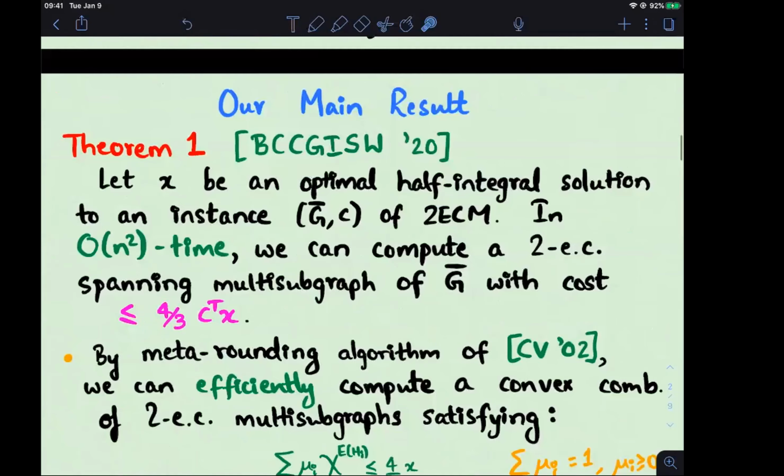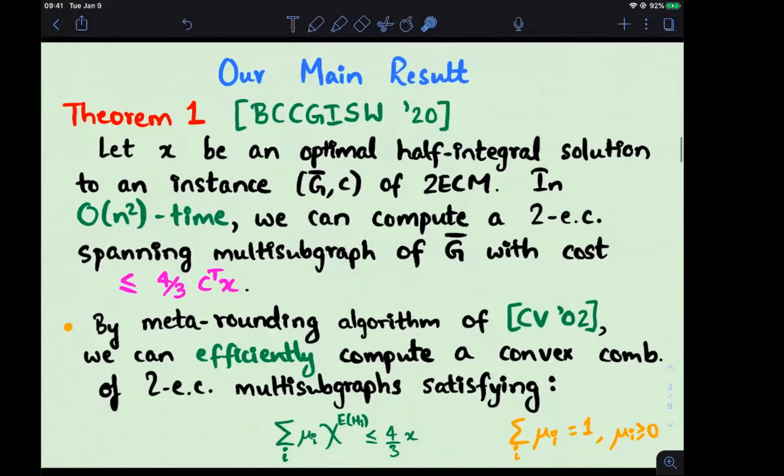That's our Theorem 1. Given a half integral instance and an optimal half integral solution x to this instance, in quadratic time, we can compute a 2-edge connected spanning multi-subgraph whose cost is at most 4/3 c transpose x. By using the well-known meta-rounding algorithm of Carr and Vempala, we can in fact efficiently compute a polynomial-sized convex combination of 2-edge connected subgraphs such that the convex combination is dominated by 4/3 x.